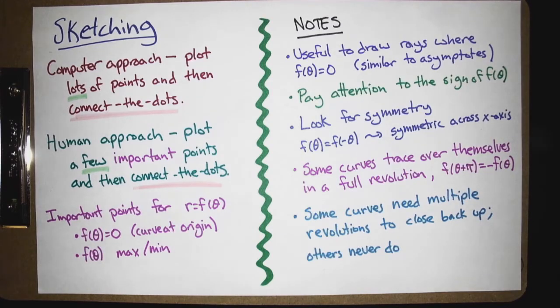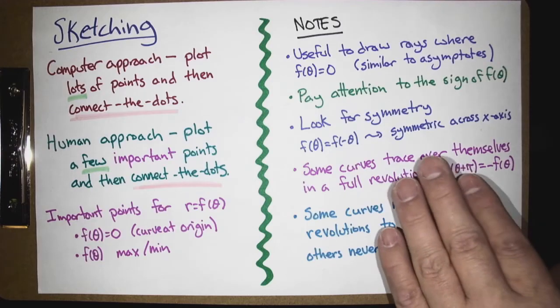On the other hand, some curves you have to do multiple passes around. So in other words, one revolution is not sufficient to close back up. You may have to do a couple revolutions, and it may never close back up. All right, so those are some notes, but let's do some practice.